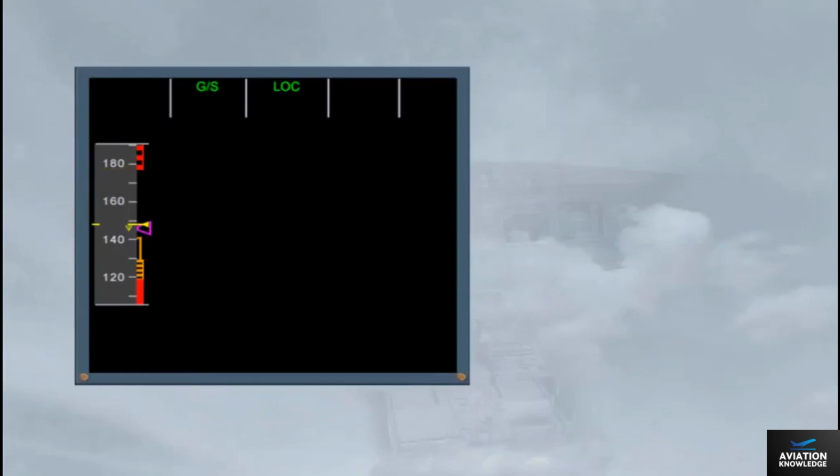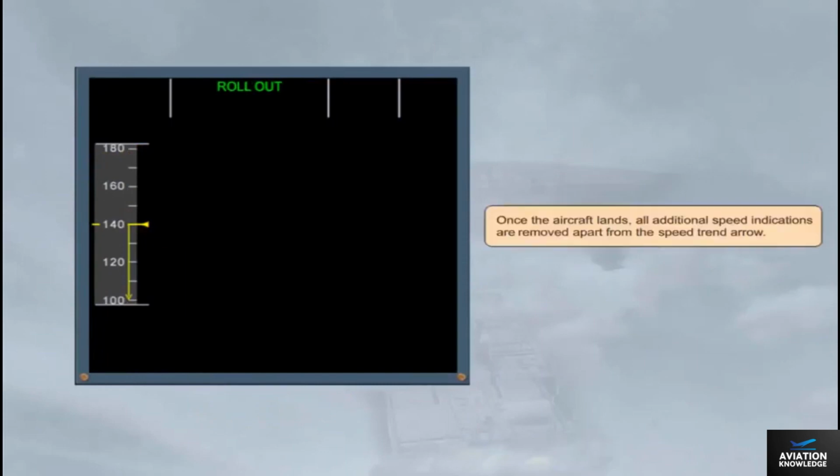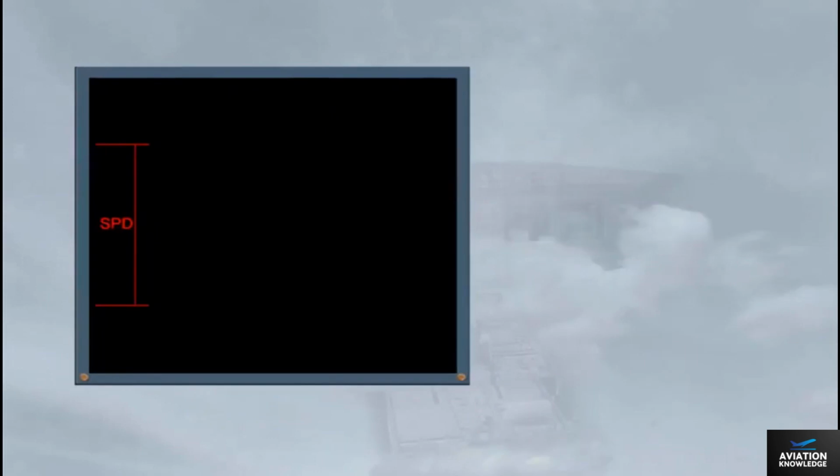Once the aircraft lands, all additional speed indications are removed, apart from the speed trend arrow. When the 3 ADR cannot provide the airspeed information, and only if they have been switched off, the airspeed flag is replaced by a backup speed indication based on an angle of attack and on the flaps configuration. Note, when not in clean configuration, it changes as shown. For additional information, refer to ATA34, Navigation Aids Presentation module.